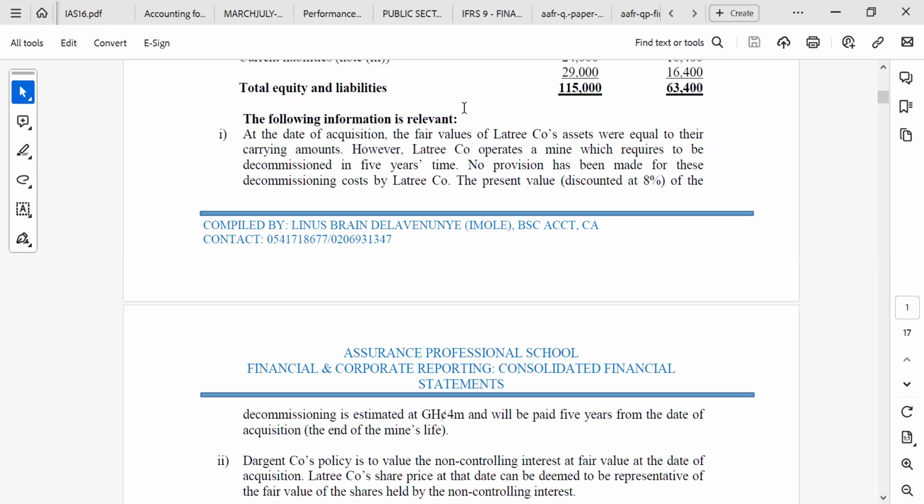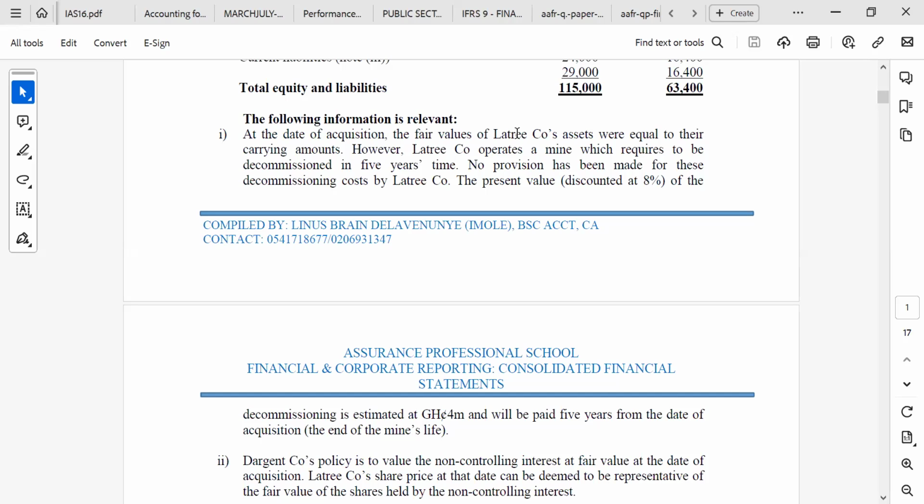The present value discounted. Okay, if you look at provisions, whenever there's a decommissioning cost relating to an asset, we find the present value of it and add it to the value of the asset. So the present value discounted at 8% of the decommissioning cost is estimated at 4 million and will be paid 5 years from the date of acquisition.